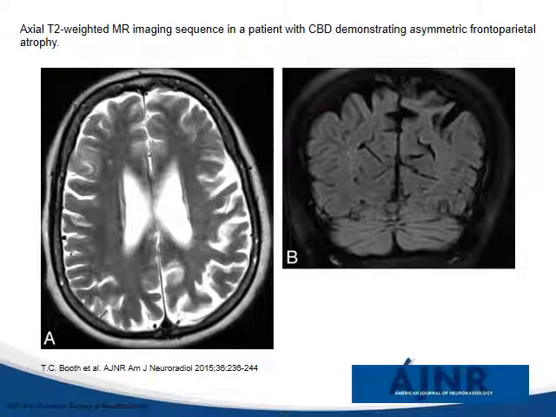This is again a typical MRI imaging finding of corticobasal degeneration, showing significant frontal, parietal, occipital atrophy on the left hemisphere of the brain compared to the right side. You can imagine this patient probably has asymmetric motor and sensory symptoms on the right side of the body.